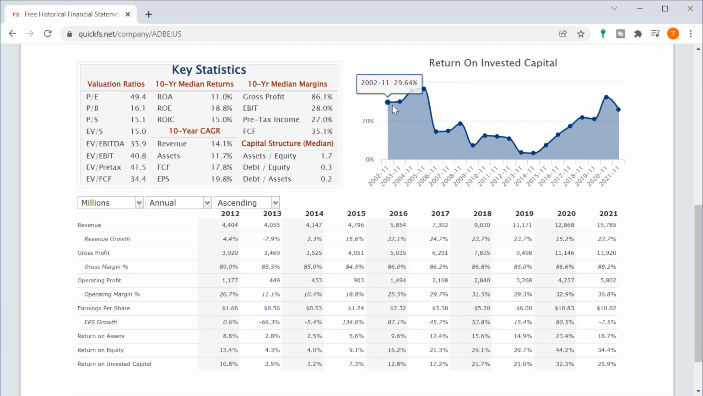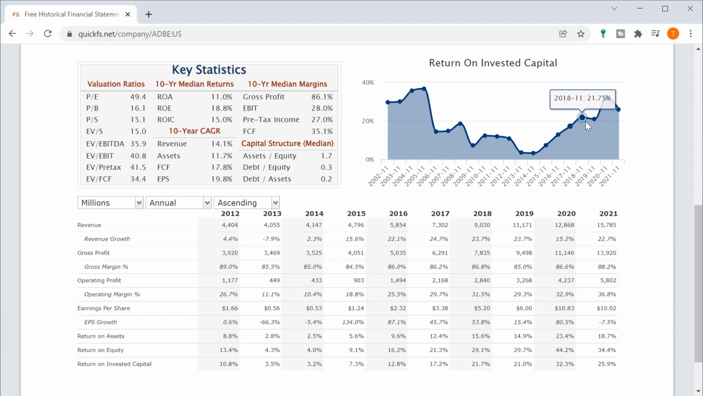So, return on invested capital. I want to see above 10%, but ideally in the 15% plus range. And I also want to see stability. This is a very unstable return on invested capital. Basically from the 2000s, you were very high up until 2005, and then you crashed. And then you have this period from 2009 through 2015 that you had low returns. Now, since 2015 and 2016, you started to get better and better returns.